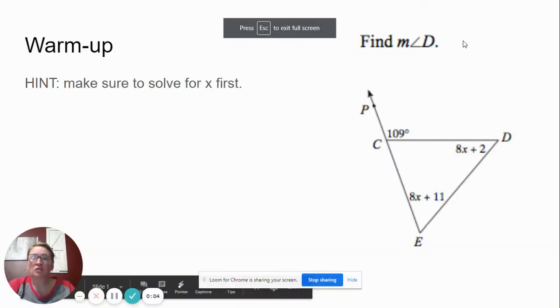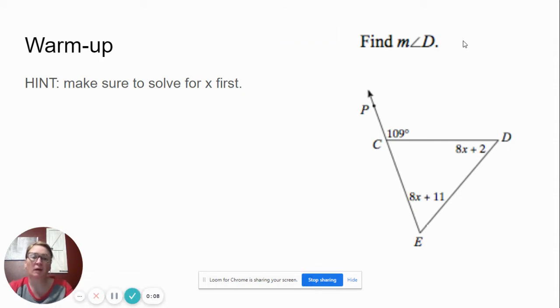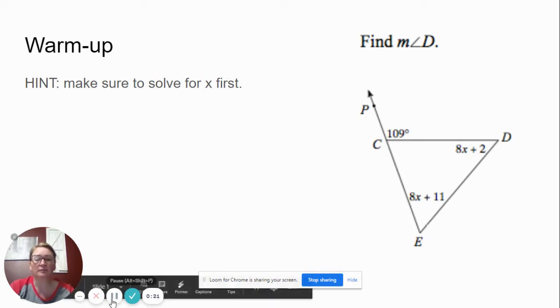We are moving on to our next concept, but first we're going to do a practice problem here to review the exterior angle theorem. So go ahead and solve this problem and find what x is first and then what the angle D is equal to.